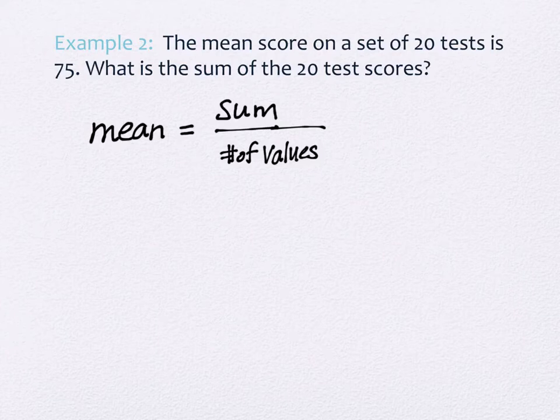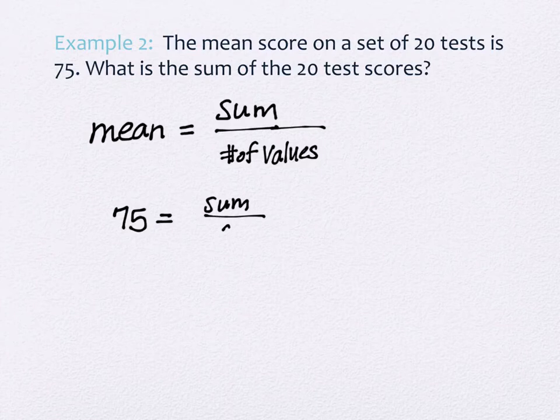So in this scenario, we don't have the sum and the number of values. We have the mean and the number of values, right? So we will enter those values into the locations where we have them. And for this one, we have 75 as our mean.